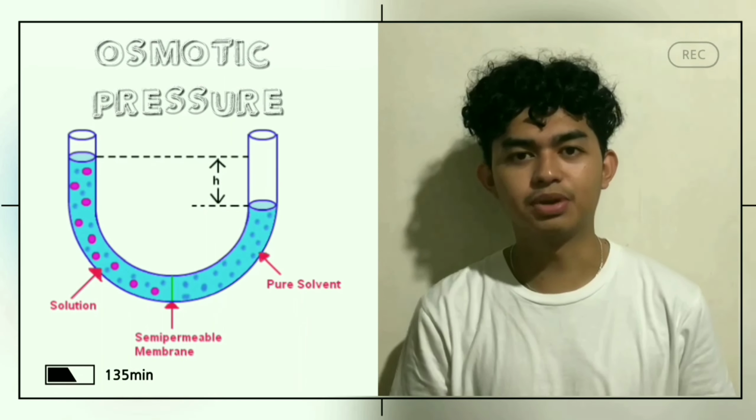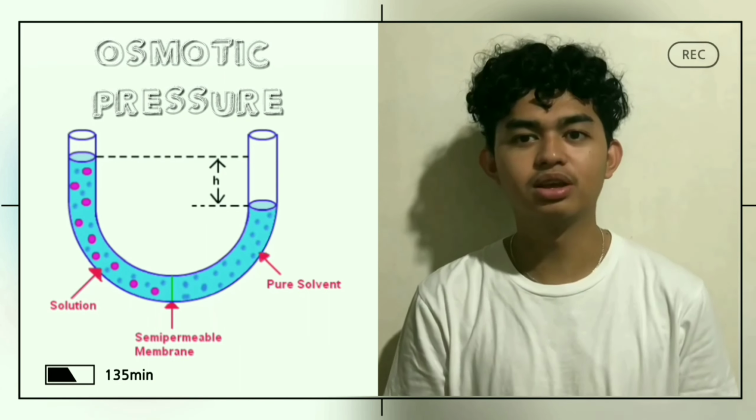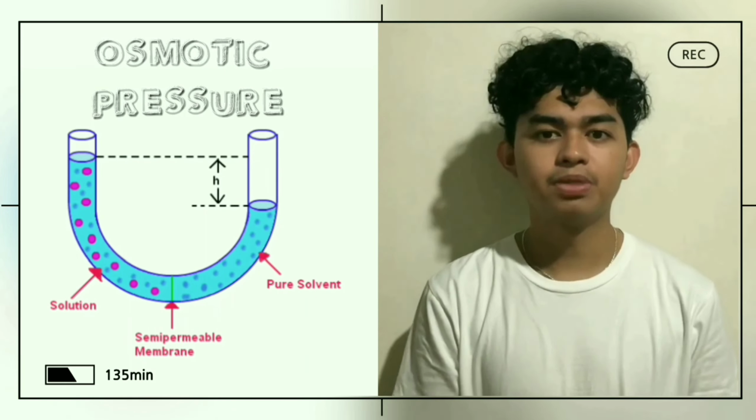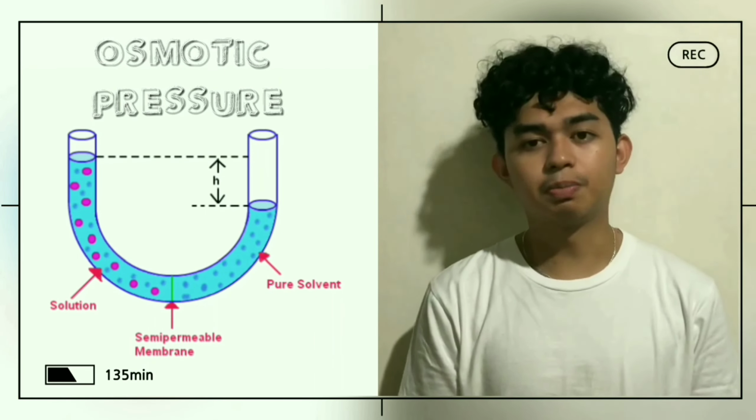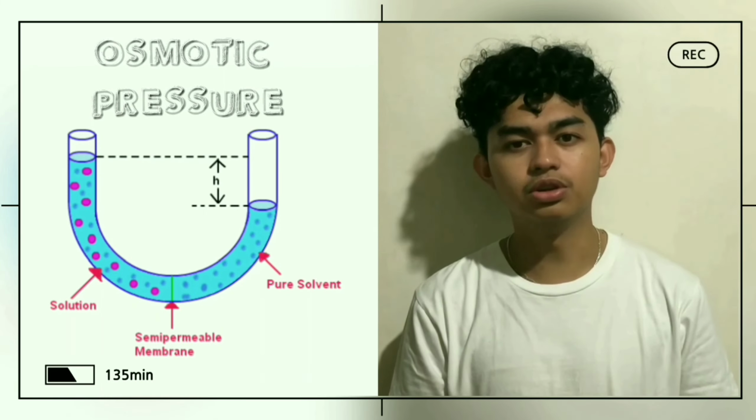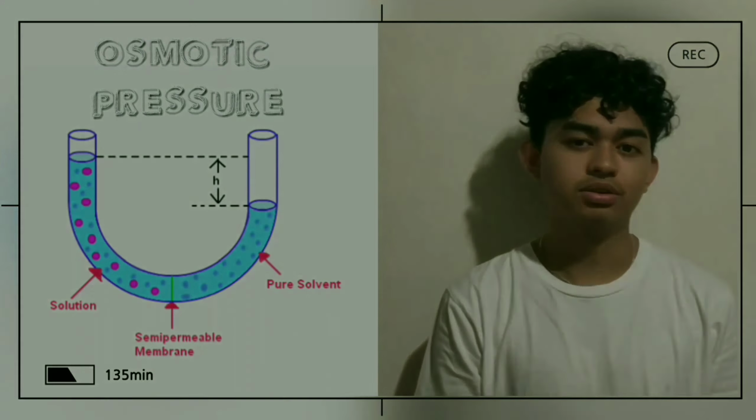The osmotic pressure of a solution is the pressure difference needed to stop the flow of solvent across a semi-permeable membrane. The osmotic pressure of a solution is proportional to the molar concentration of the solute particles in solution.